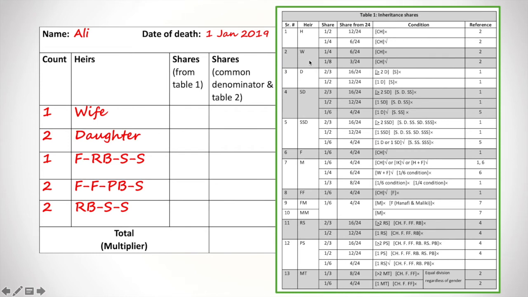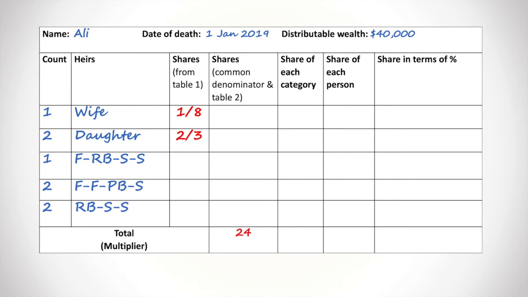The share of wife will be 1/8 because there are 2 daughters present, which means that there are children present. The share of daughters, since there are 2 in number and there is no son present, will be 2/3. We put that in. And then the other relatives, we don't find them in table 1. The LCM of 8 and 3 will be 24, and 1/8 will turn into 3/24, and 2/3 will become 16/24. So we have distributed 19 shares out of the 24, and we have 5 more to give.